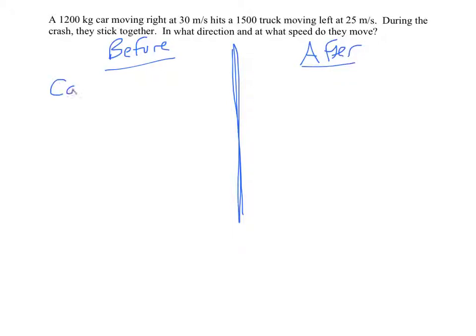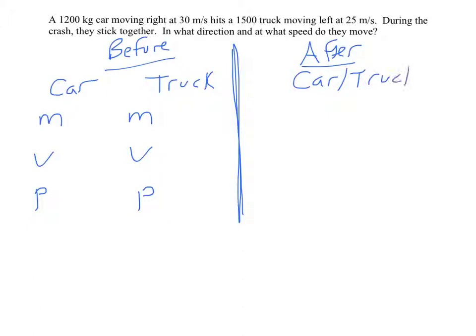Okay, so we have a car, and we've got a truck. And each of those has a mass, a velocity, and a momentum. But this time, when they crash, they stick together. So after, we're only going to have one column. It's the car/truck mashed together. So in some ways, these are actually easier because you have one less object.